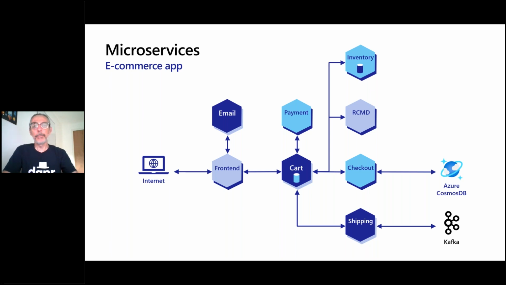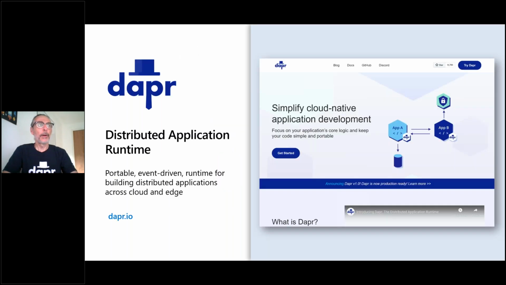So how could we help you as developers achieve this? Well, that's how we came up with DAPR, or the Distributed Application Runtime, that allows you to easily build these portable, event-driven applications that run on the cloud and the edge. And today we're going to walk through that.